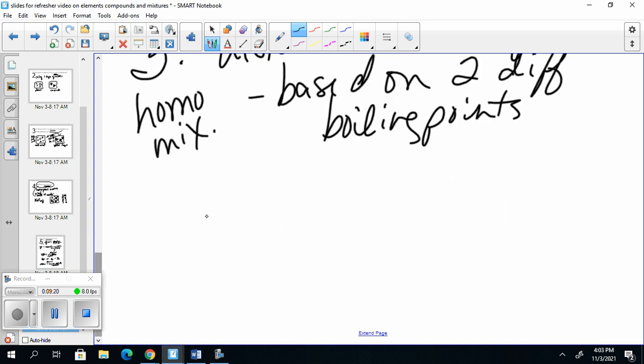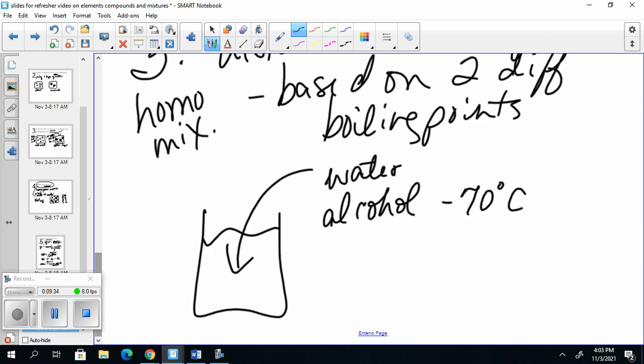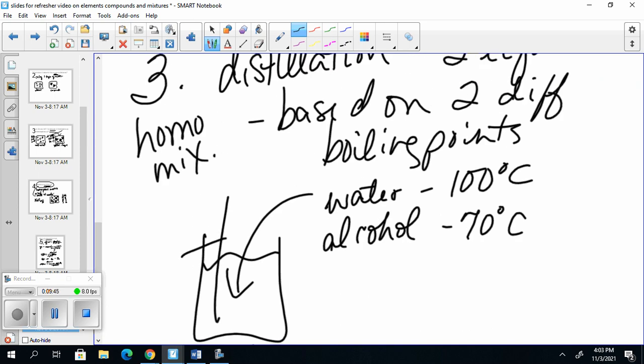So let's say I have a mixture, and in this liquid, there are actually two liquids. One is water, and one is alcohol. Let's say this alcohol has a boiling point of 70 degrees, and we know water has a boiling point of 100 degrees. So I could heat this up, and when it reaches the first boiling point, 70 degrees, what's going to happen? This alcohol is going to change from a liquid to alcohol as a gas. And if I just do it in the air, it's going to escape out into the air.